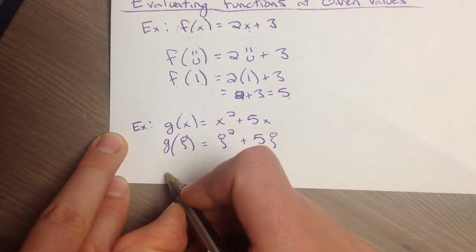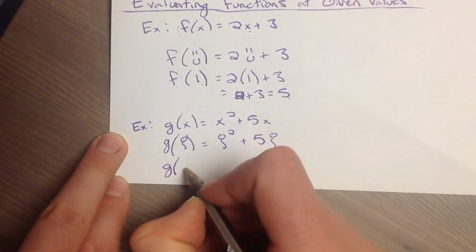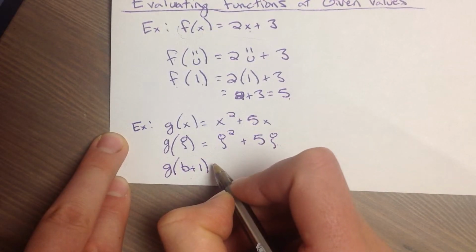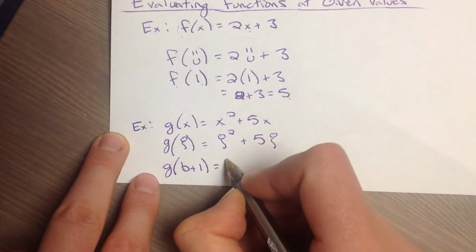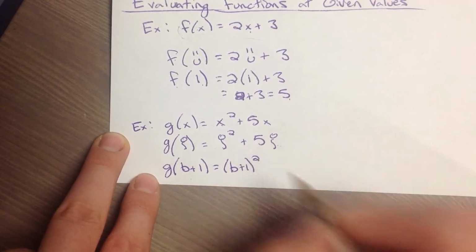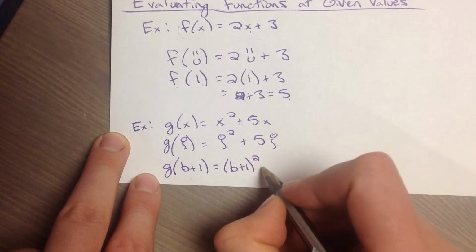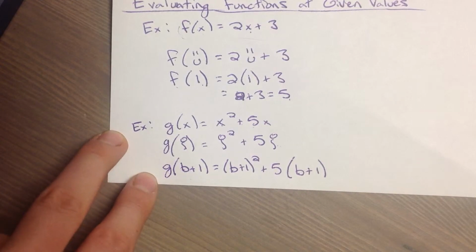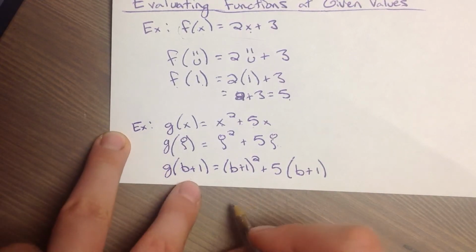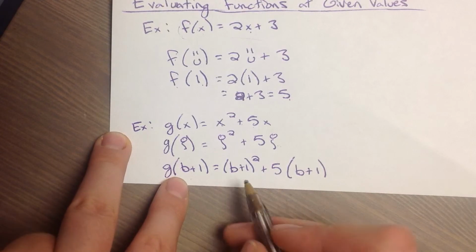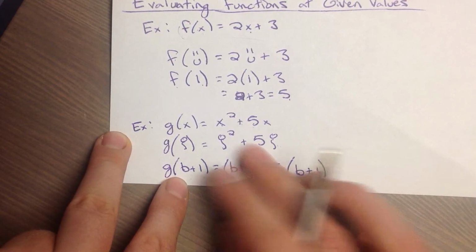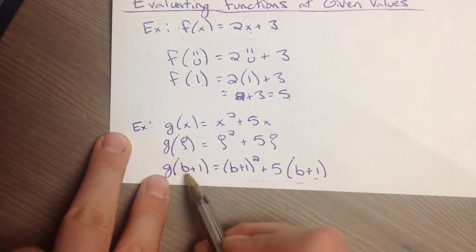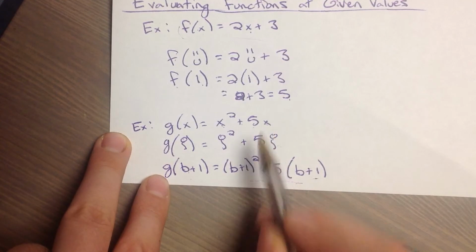So if I want to know what g of b plus 1 is, I get, well, x, so I put a b plus 1 in for that x and square it, plus 5 times b plus 1. If we wanted to, we could expand this and combine our like terms and make this look simpler. But the idea is when we're inputting or evaluating a function, we input our value in for our x's, we get an output.